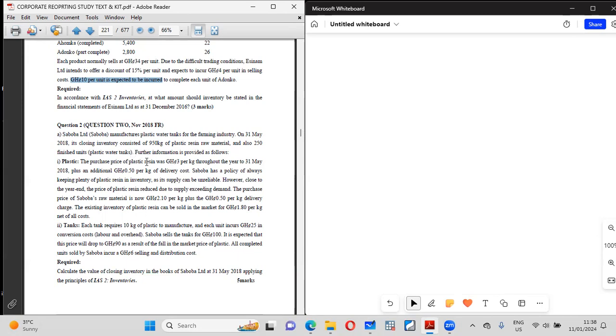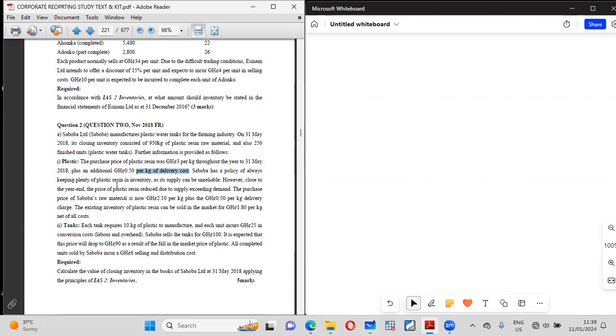Further information is provided as we have. Now, the purchase price of plastic resin is 3. Okay, we have a purchase price. Okay, good for us. Then they said it's 3 per kilogram throughout the year to 31st. So we can get the number of kilogram. We have 3 here. Plus an additional 0.50 per kg delivery cost. You remember, transportation cost is part of it.